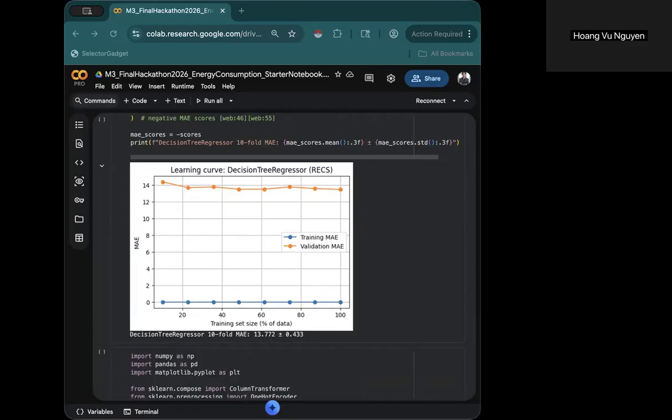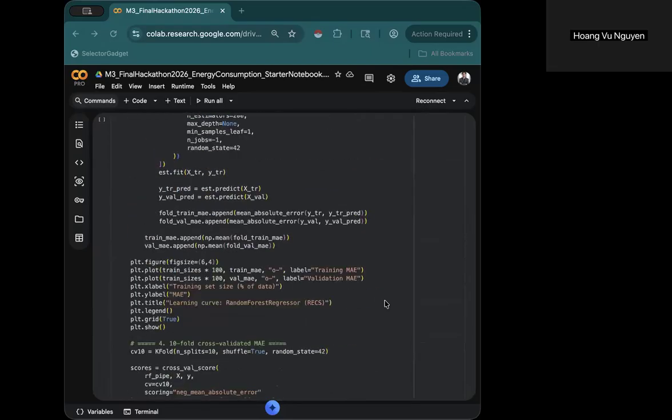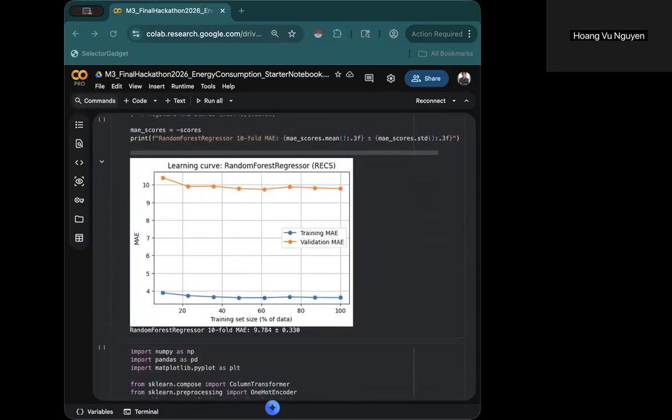The decision tree did not significantly reduce the error compared to the linear regression. The MAE after tenfold cross-validation was 13.772, and the learning curve between the training MAE and the validation MAE is very far off, signaling that the decision tree is not a good regressor for our data. Moving on, I tried a random forest regressor.